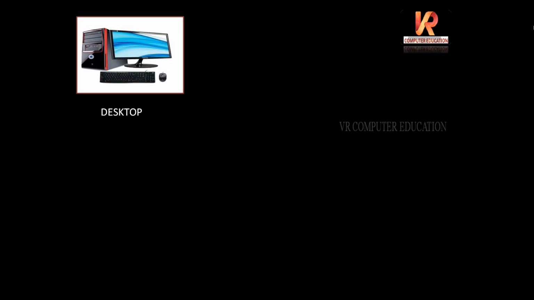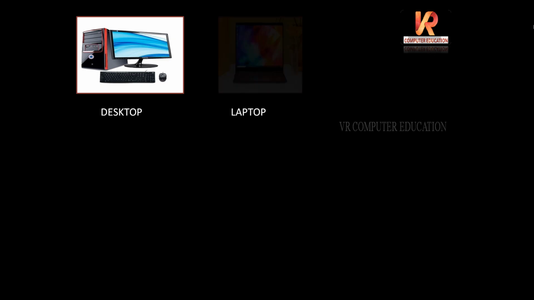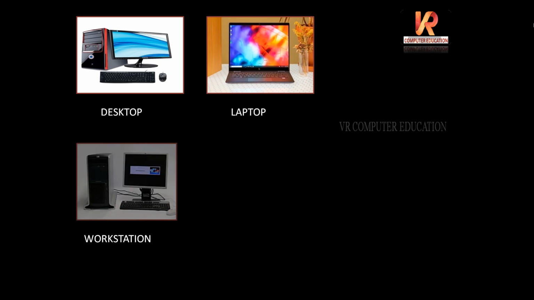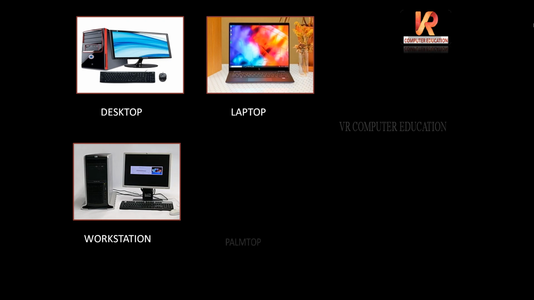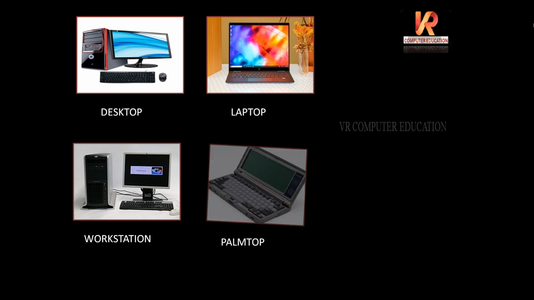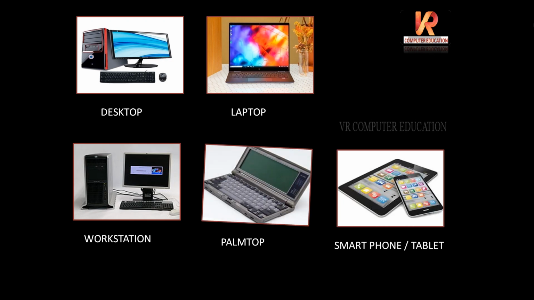Desktop, laptop. Next, workstation. Here, desktop and workstation look similar, but both are different. A workstation has high storage capacity and high processing speed. Right. A desktop has less storage capacity and less processing speed. That is the difference. Next, palmtop. Next, smartphone or tablet PC. So these are some of the examples of microcomputers. Next, we'll see the next computer, that is the mini computer.